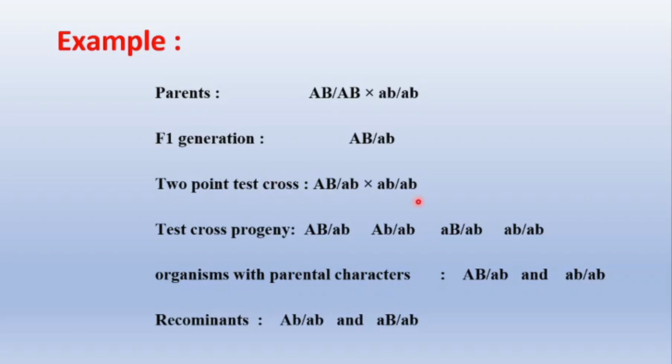Then what is two-point test cross? Two-point test cross is nothing but the cross between the F1 hybrid and the recessive parent. The two-point test cross progeny will be like this with four individuals. Organisms with parental characters, obviously those are capital A, capital B, and small a, small b. Recombinants, the new combination with reference to the parents, are capital A, small b, and small a, capital B.